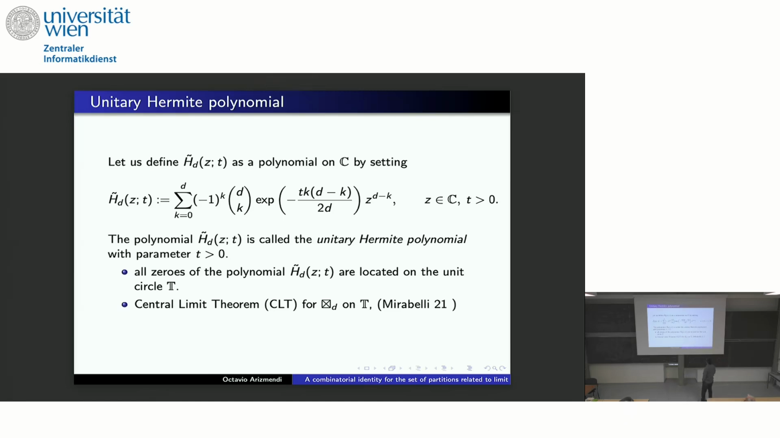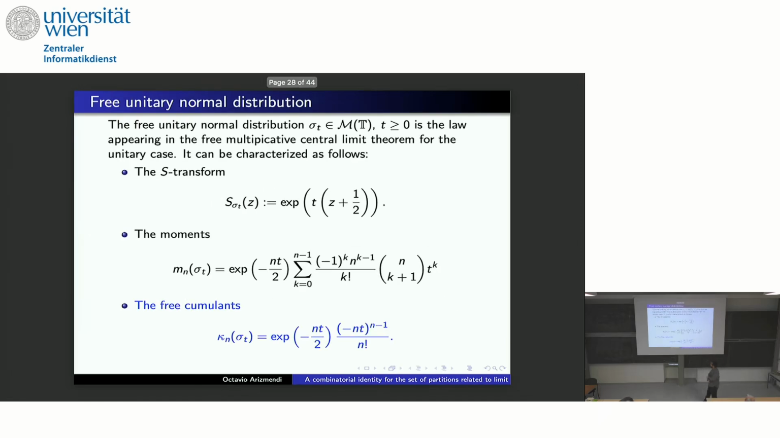Very good question. I don't know, but we should investigate if there is a natural Gaussian on the circle that gives these polynomials. I don't know. I would be lying if I said that I know that.